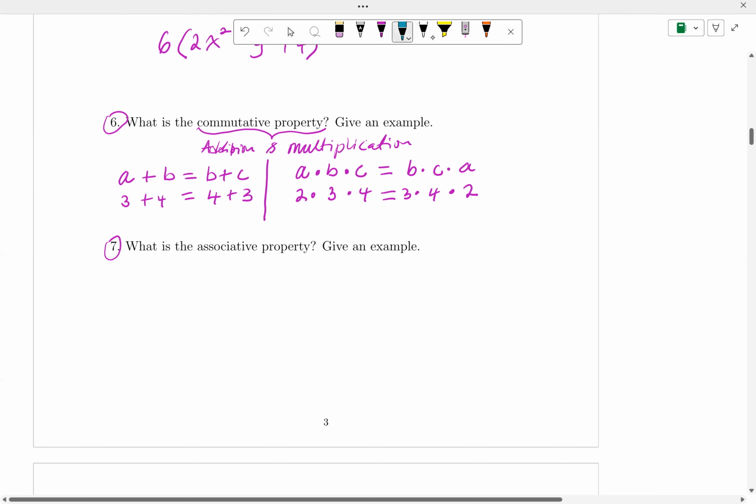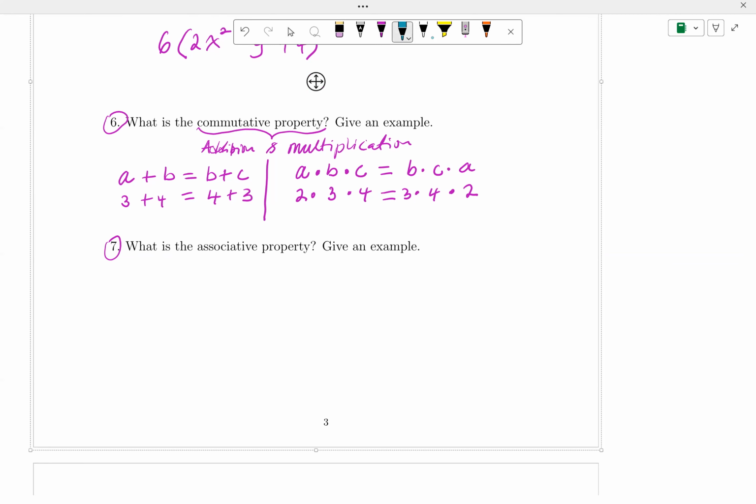And now we have another important rule known as the associative property. This one, you associate things. It's like you're grouping them together using parentheses. So as an example, once again, there are two of these. There's an associative property of addition and an associative property of multiplication.